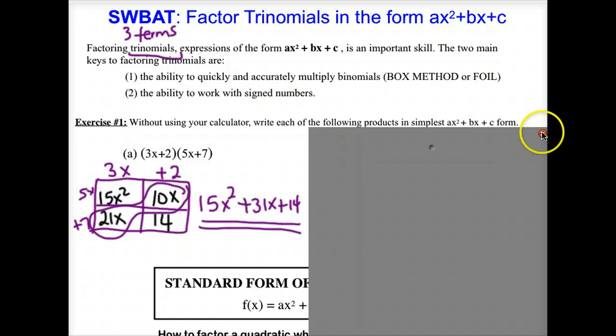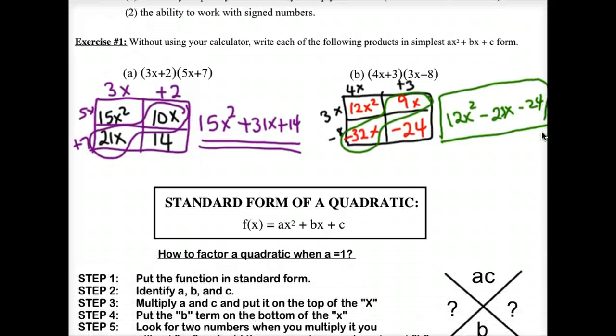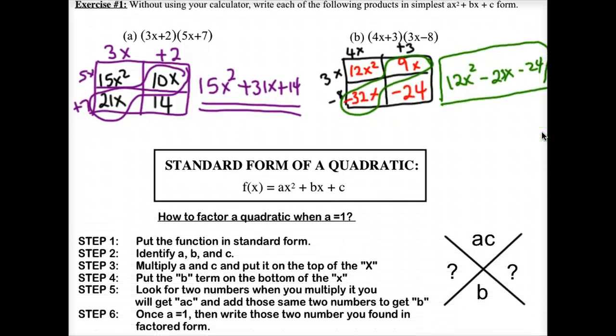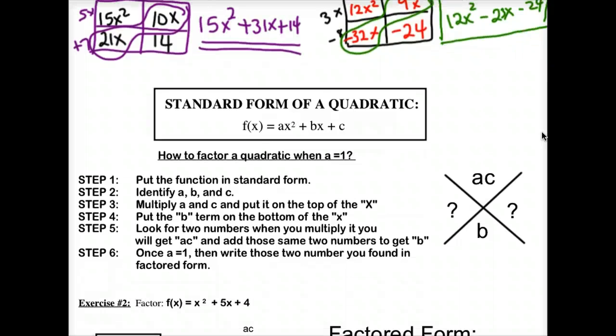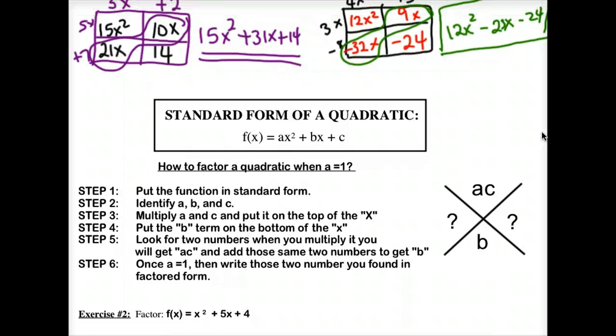Great, now that you had a chance to try it, did you get this? 12x squared minus 23x minus 24. So let's pause and check it out. If not, let's move on. Make sure you get those. Whoa, I gave you the answers already.